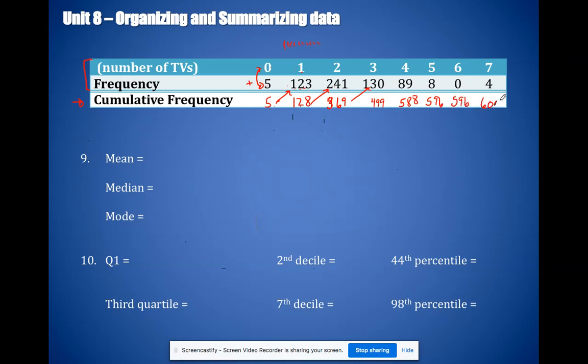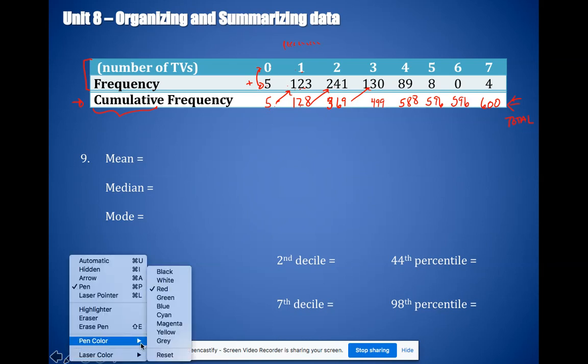And hopefully it shouldn't surprise you that my total is 600. And if you're looking at your note sheet, you see where it says that 600 students were surveyed. So this better add to the total number of people you surveyed. That's the idea of the cumulative frequency. So we touched on this a little bit in probability, just in a different context.